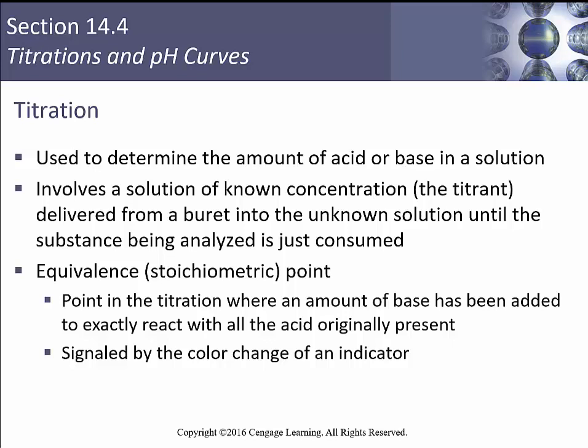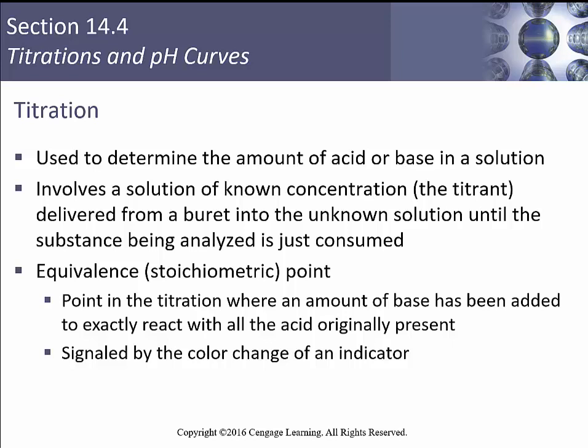Section 14.4, titrations and pH curves. You will, I am sure, do a titration in lab. Titrations come in two types. We have either what are called stoichiometric or endpoint titrations, in which we're going to use a titrant, so it's often an acid or a base, to determine the concentration of an unknown solution.